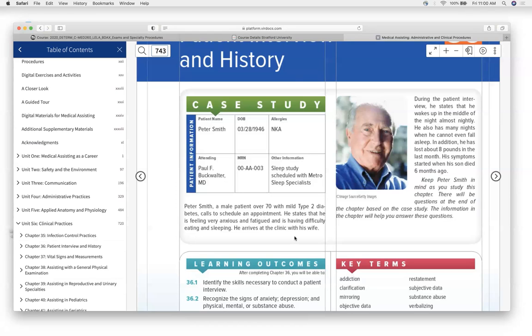So he arrived in the clinic with his wife. During the patient interview, he states that he wakes up in the middle of the night, almost nightly. Again, greater than age 45, I'm thinking maybe he has to get up to pee or maybe he wet himself. That's common, right? Caucasian male, greater than 45 years of age. So you can see how patient demographics tell me things. He also has no known allergies, NKA, but of course, I always ask. He also has many nights when he can't even fall asleep.